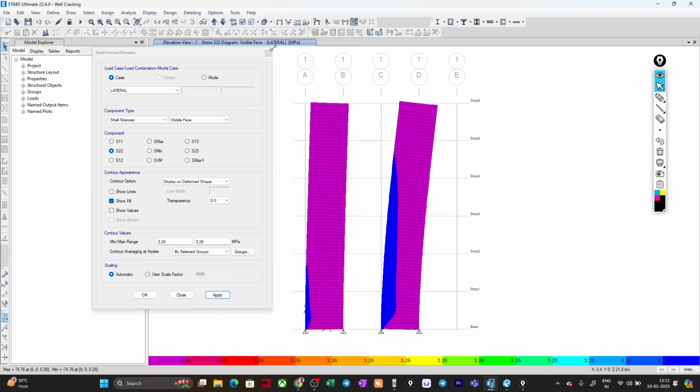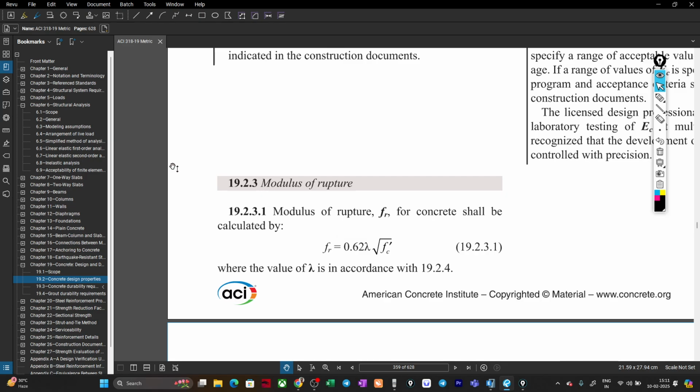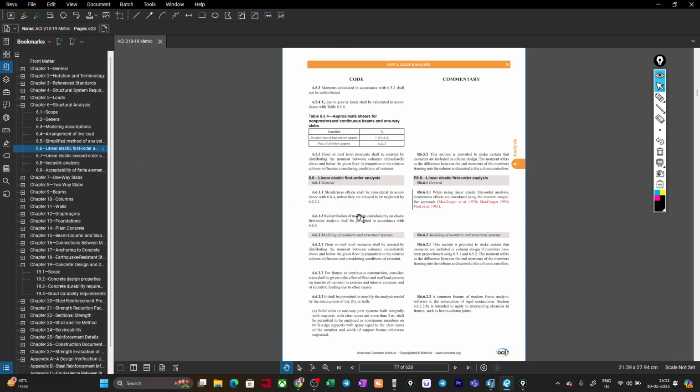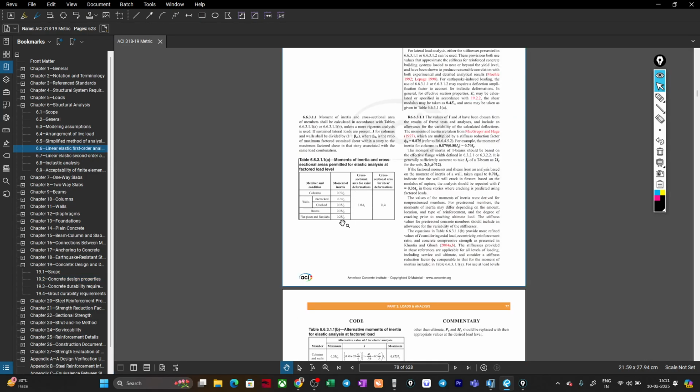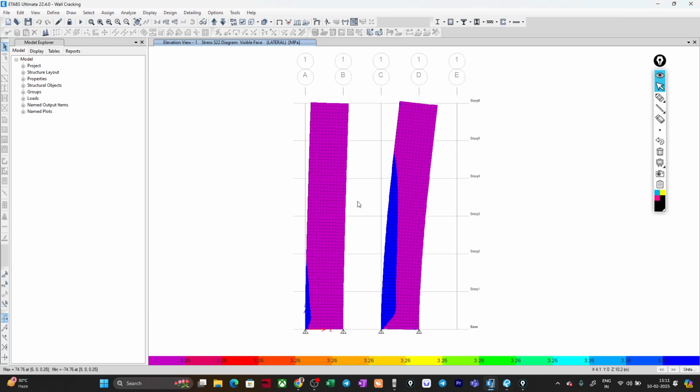So this way you will be analyzing the wall, and this way you will be applying the stiffness modifiers defined in ACI 318-19 for the wall sections. So I hope it is clear to all of you.